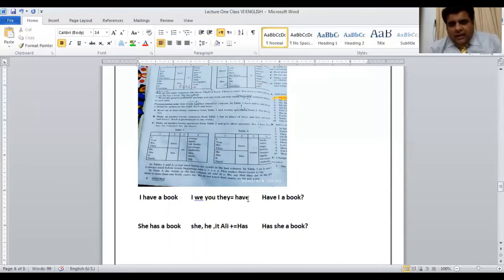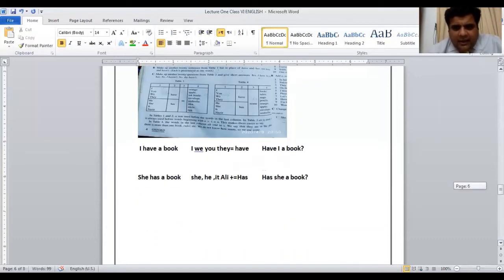Now what is here? "Have" is used with I, we, you, they. "Has" is used with he, she, it or any name. Here are the simple sentences like "I have a book" or "Ali has a book." These are changed like "Have I a book?" or "Has she a book?" Okay. In table number 3, dear students, we will see here.